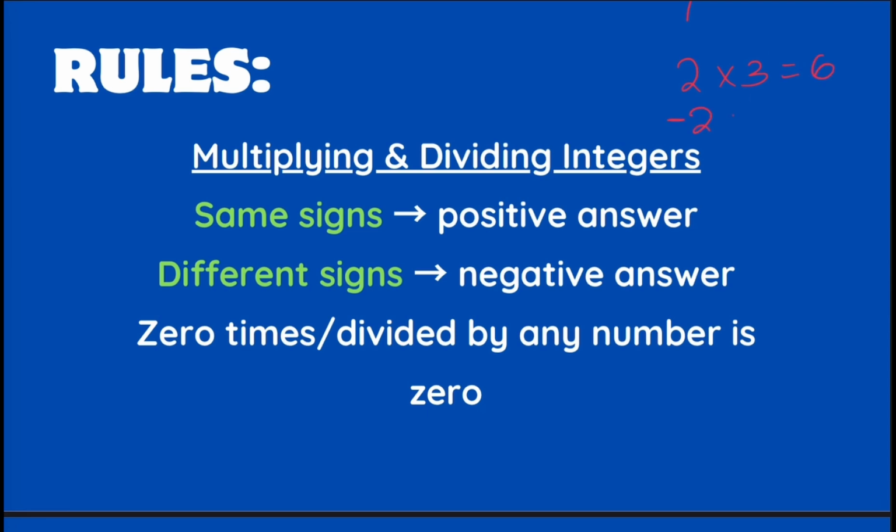Negative 2 times negative 3, since they have the same sign, it's always going to be positive. So this would still be positive 6. Two negatives make a positive. Now, if they're different signs, it's always going to be a negative number. If I had negative 2 times positive 3, that negative is always more powerful. So therefore, negative 2 times 3 will give us negative 6. And remember that anytime we multiply or divide by 0, it's always going to be 0.